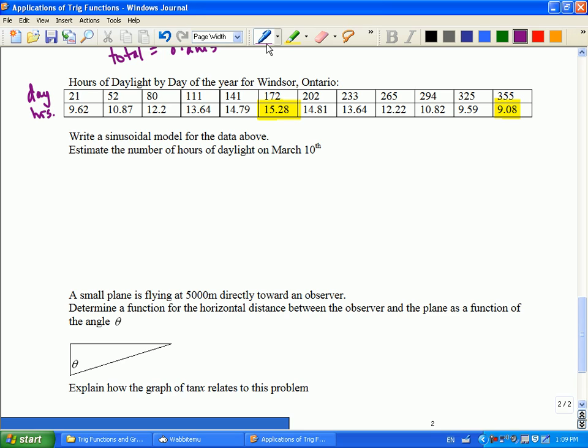So here's my minimum, my maximum. I also know how much time went between them. So if I have 355 and 172, how many days happened in the middle there? Lots? 183? Which, that's half of a year, right? Between the shortest and the longest day. So 183 days from the maximum to the minimum.